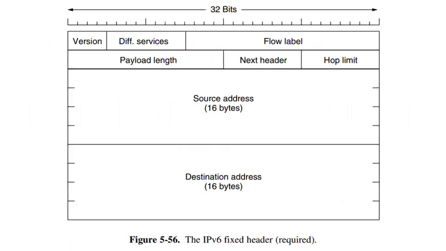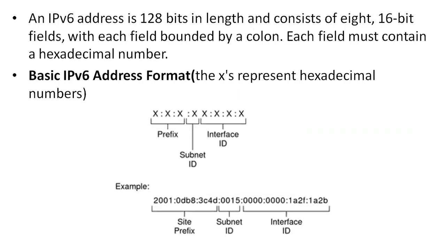So clearly we have 7 fields: version, differentiated services, flow label, payload length, next header, hop limit. After completing these, we have source address and destination address. So how is the addressing concept implemented in IPv6? Of course, we know that IPv6 is going to support 128 bits length.